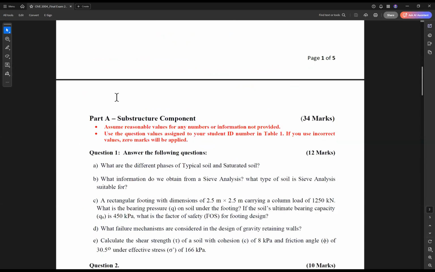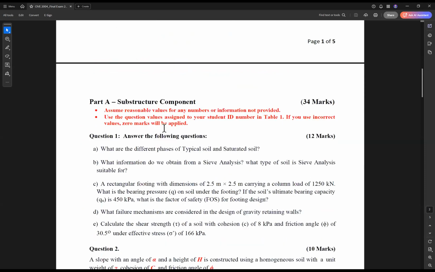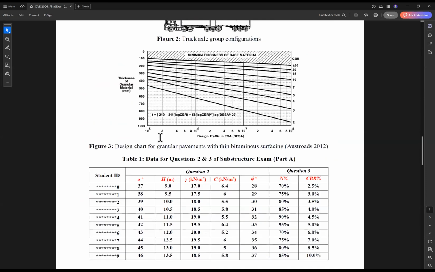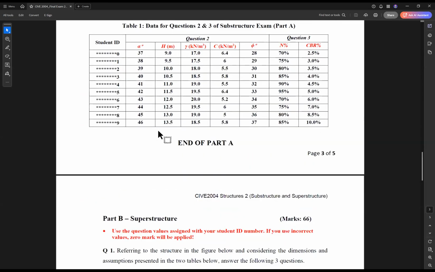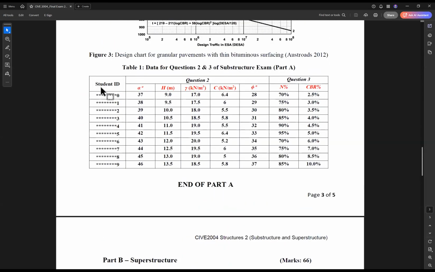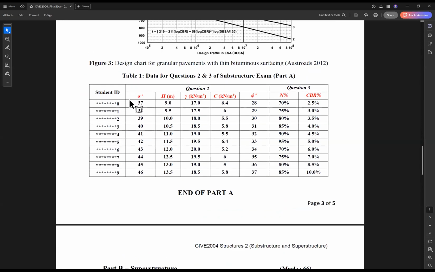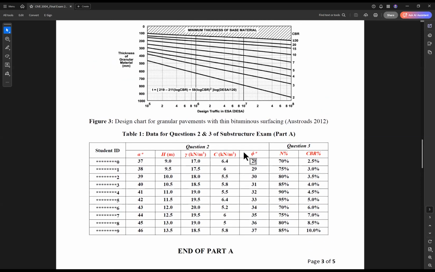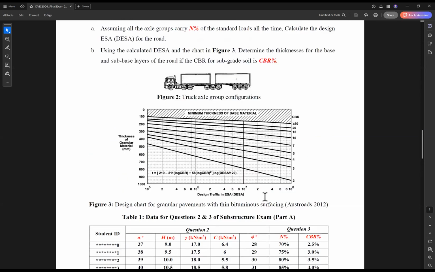The exam will start with part A, the substructure component, and then part B is the superstructure component. Based on your student ID, the last digit of your ID, you will use relevant parameters just to avoid copying from each other. So you need to look at the table, and based on your ID, you can find the parameters for all the questions.